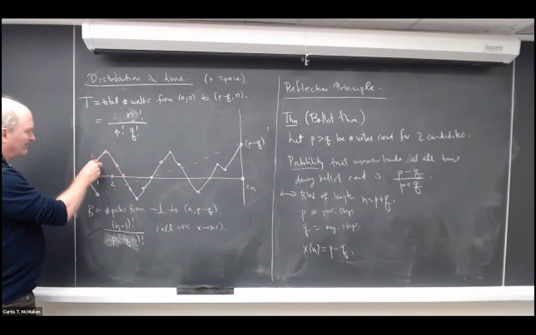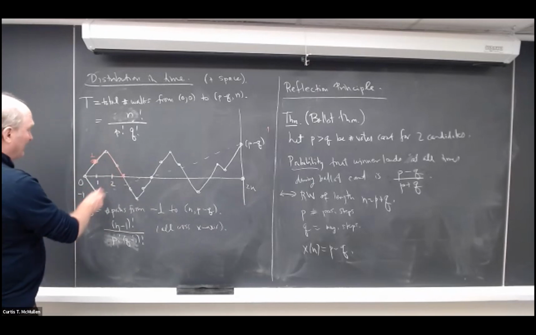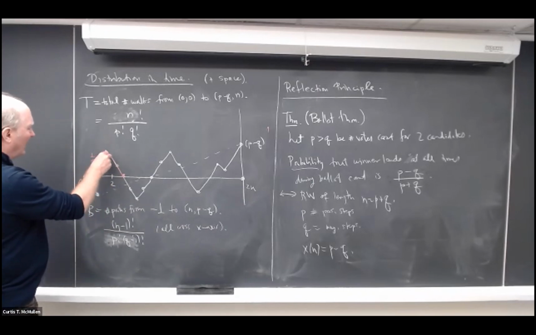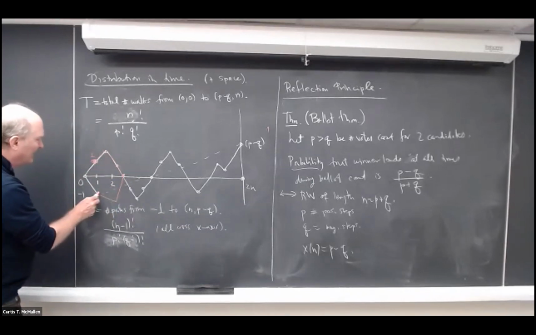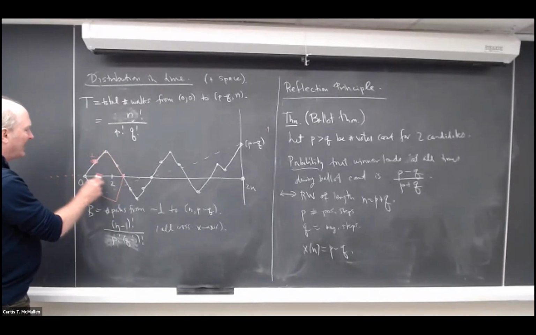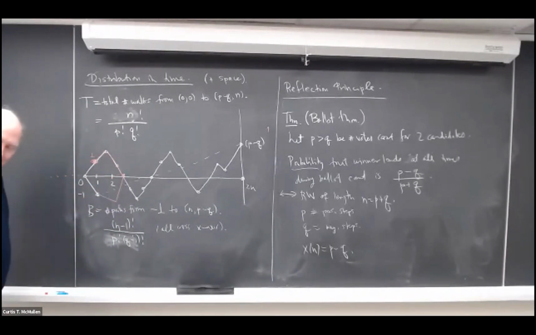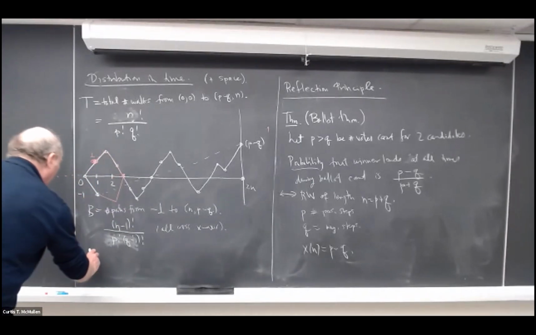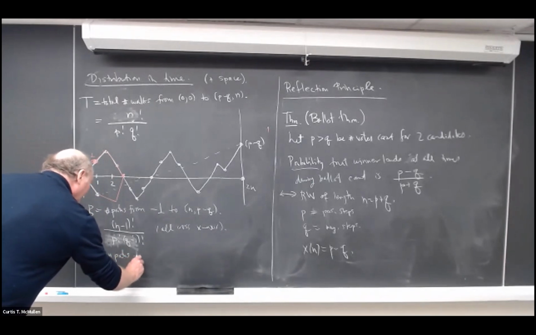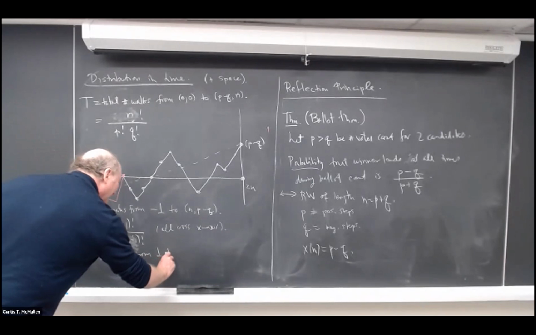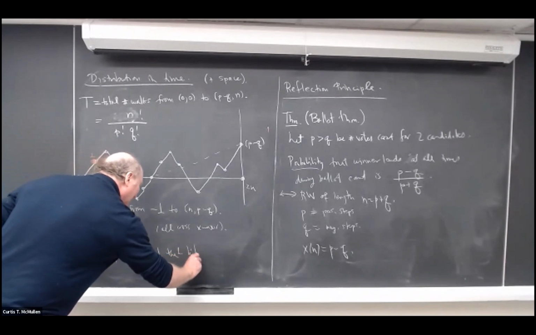I claim that the number of paths that go through 1 and hit the x-axis is the same as the number of the paths that go through minus 1 and hit the x-axis. Why? Because to every path that starts at 1 and hits the x-axis, I can associate one that starts at minus 1, this time by reflecting through the x-axis. So B is also equal to the number of paths from 1 that hit the x-axis.